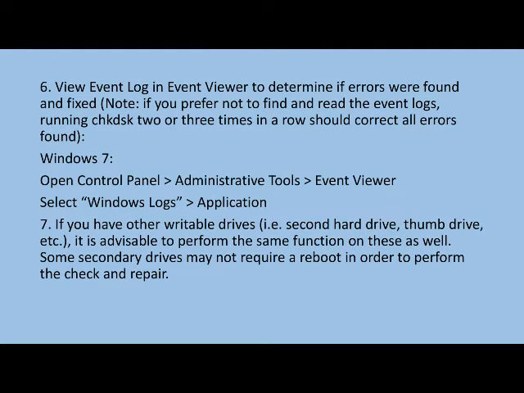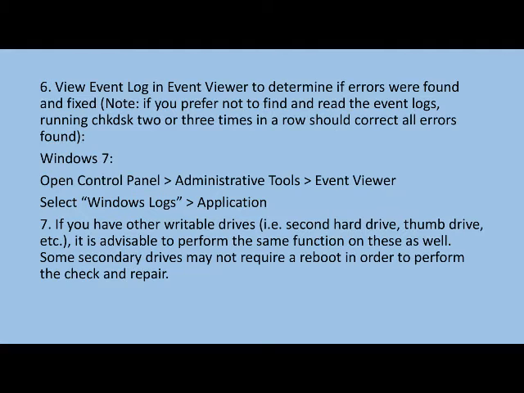View Event Log in Event Viewer to determine if errors were found and fixed. Open Control Panel, Administrative Tools, Event Viewer, then select Windows Logs, then Application. Look under the source column for a recent entry called WinInit with event ID 1001. Double click the entry and read the results from the scan.